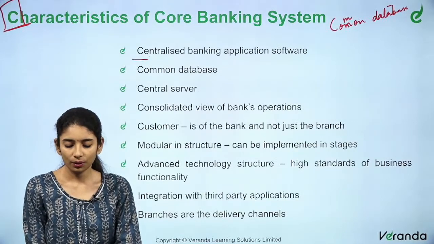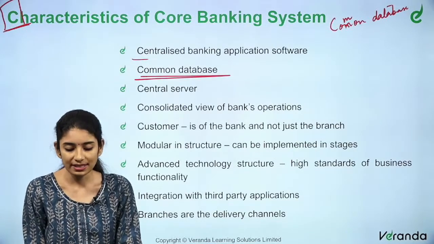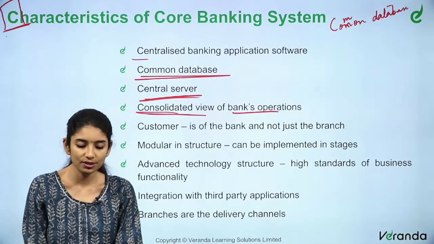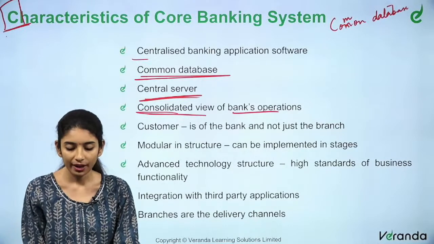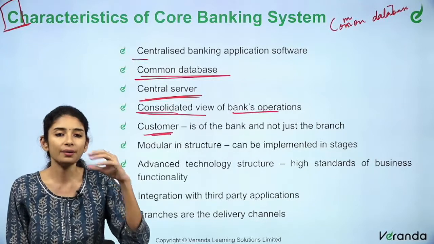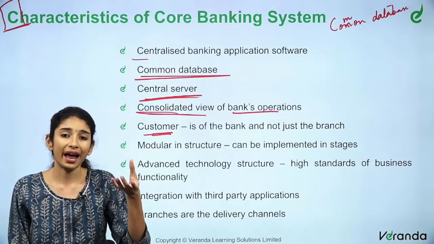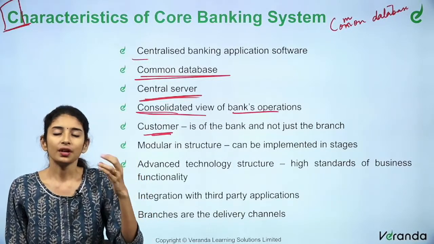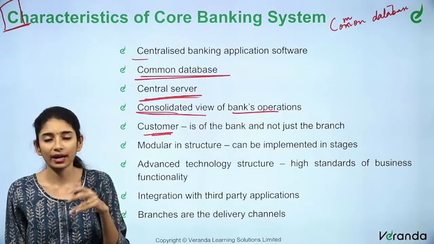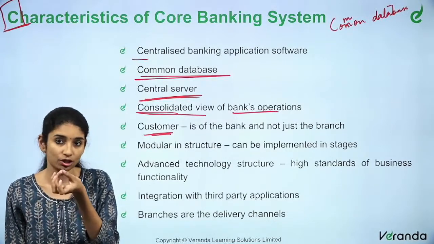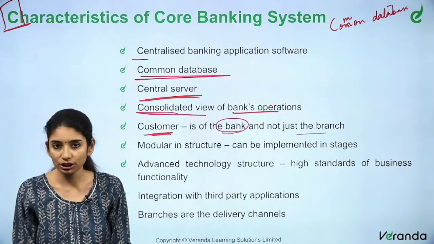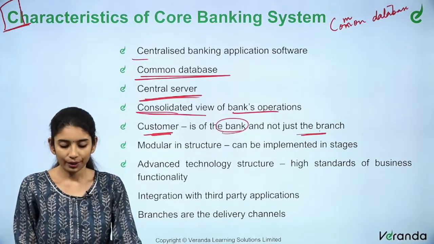Okay, so it has a common database, it has a central server, it has a consolidated view of bank's operations. So characteristics are many points starting with C. The customer is of the bank and not just the branch. If I have an account with a branch in Mahatma Gandhi Street, does it mean that I have to go there to transact? No, I can transact from wherever I am. I could be in Singapore, I could be in Kashmir, I could be anywhere. So customer is of the bank and not just of my Mahatma Gandhi Street branch.